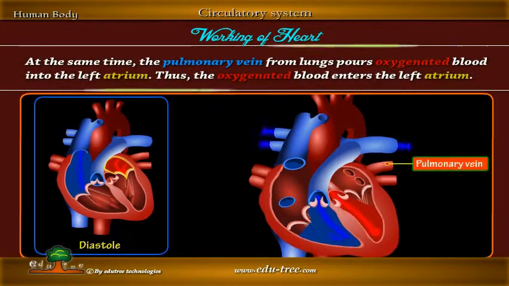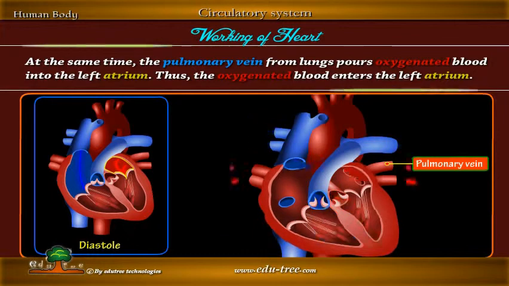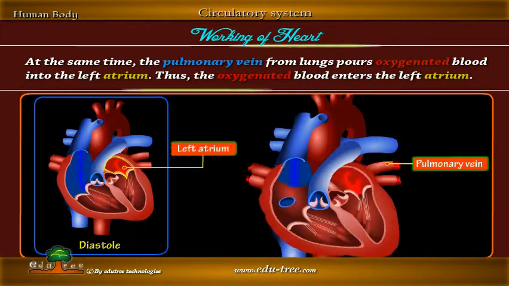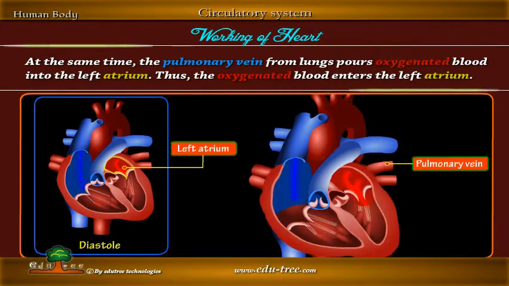At the same time, the pulmonary vein from lungs pours oxygenated blood into the left atrium. Thus, the oxygenated blood enters the left atrium.